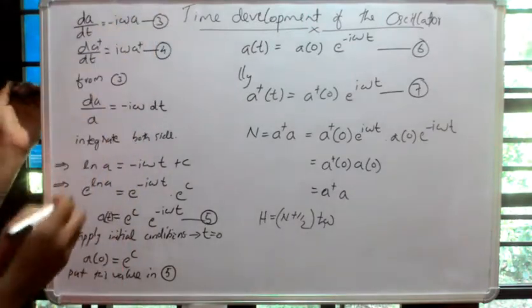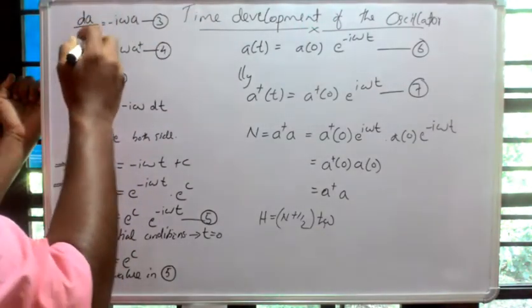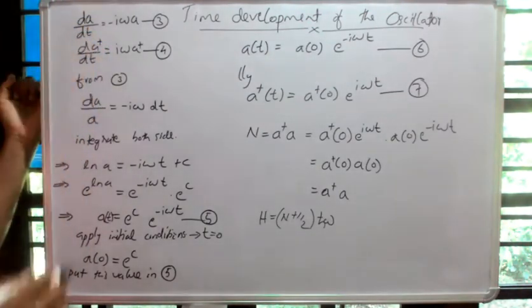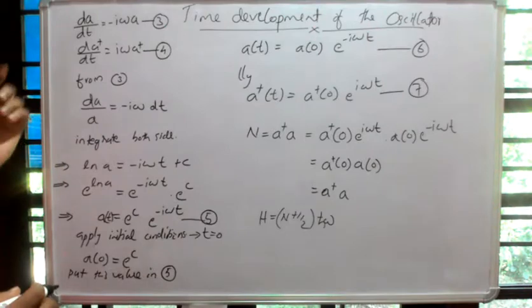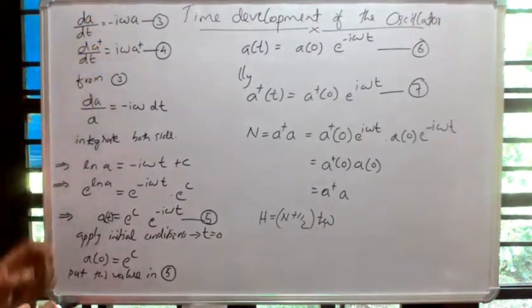We obtained two equations: the time derivatives of the annihilation operator and the creation operator. Now we are going to derive the values of the annihilation operator and creation operator.